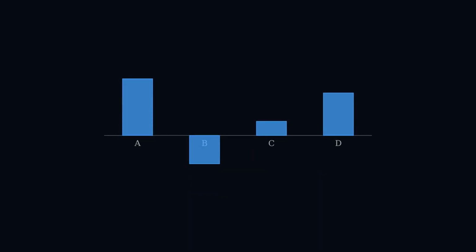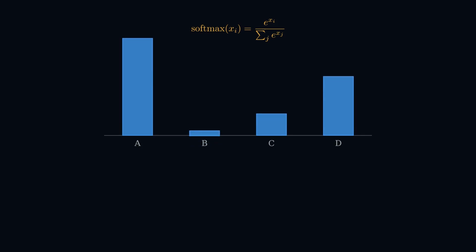Extend the sigmoid to more than 2 categories, and you get softmax: e to the power of each raw score, divided by the sum of e to the power of every score. It converts any list of numbers into a clean probability distribution that sums to exactly 1. This sits at the output layer of nearly every image classifier and language model.